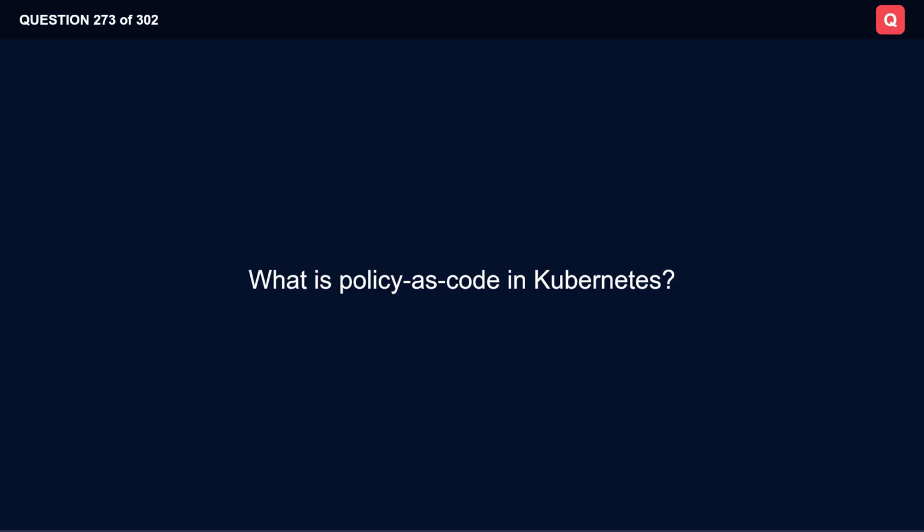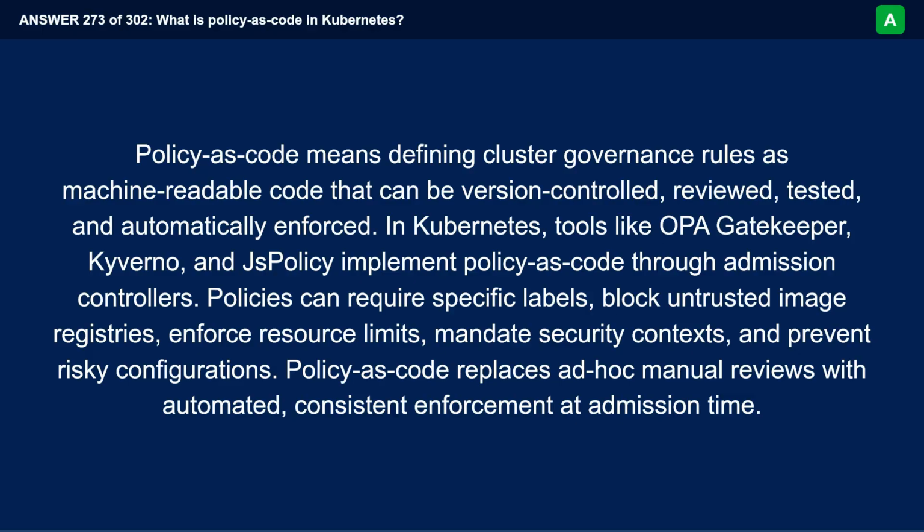What is policy as code in Kubernetes? Policy as code means defining cluster governance rules as machine-readable code that can be version-controlled, reviewed, tested, and automatically enforced. In Kubernetes, tools like OPA Gatekeeper, Kyverno, and JSPolicy implement policy as code through admission controllers. Policies can require specific labels, block untrusted image registries, enforce resource limits, mandate security contexts, and prevent risky configurations. Policy as code replaces ad hoc manual reviews with automated, consistent enforcement at admission time.